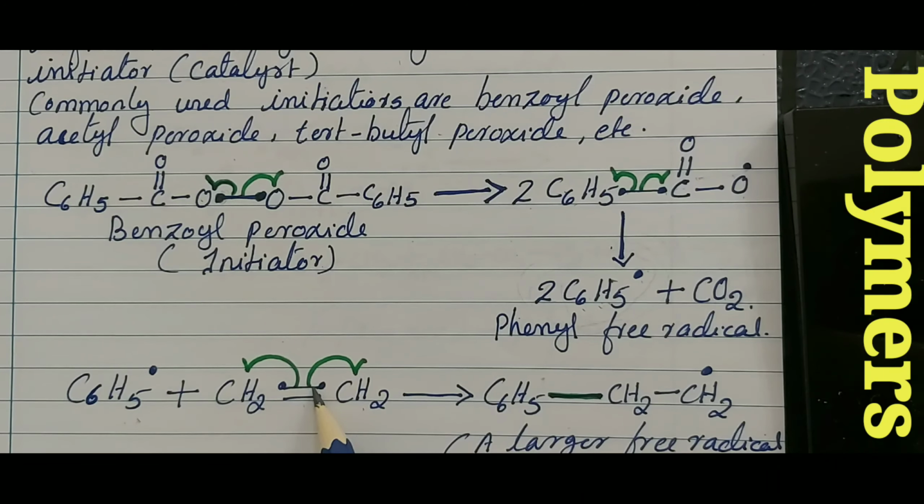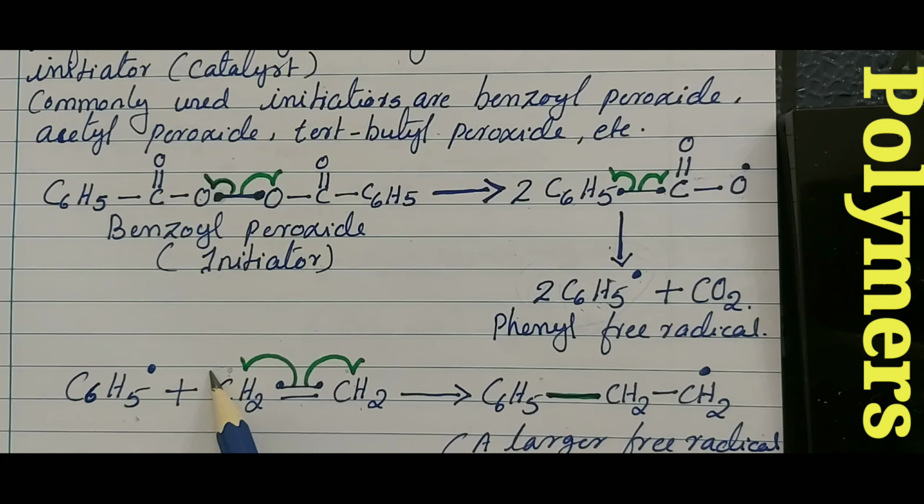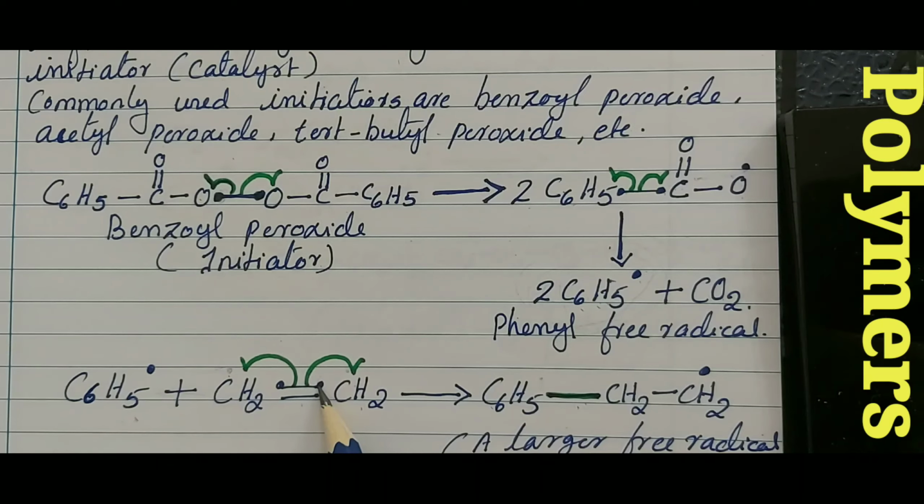Pi bonds are weaker compared to sigma bonds. So this bond will cleave, or it will break again homolytically. This electron will go to this and this electron will go to this. So now you understood, one electron will be on this carbon, another will be on this carbon. When two electrons are like this, what will happen between this and this? There will be a bond formation. That's what you can see here in this green ink. So C6H5 formed a bond with CH2, but you see this electron went to this CH2. So this becomes a larger free radical.